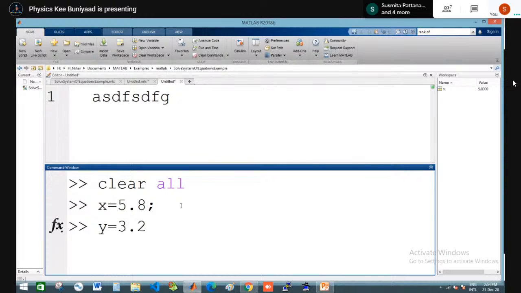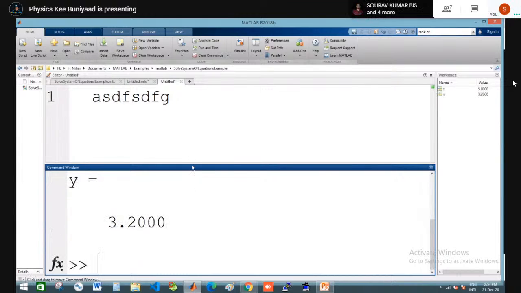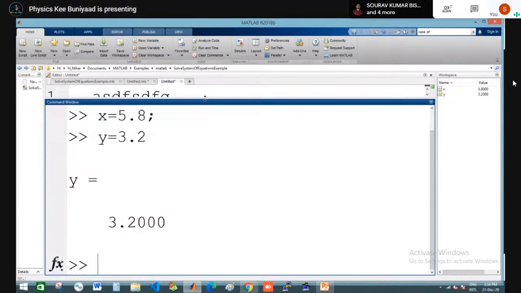Now what we have got is two variables, x and y. I want to use x as another variable, so another value. So I want to clear x. What I'll do is write clear x.